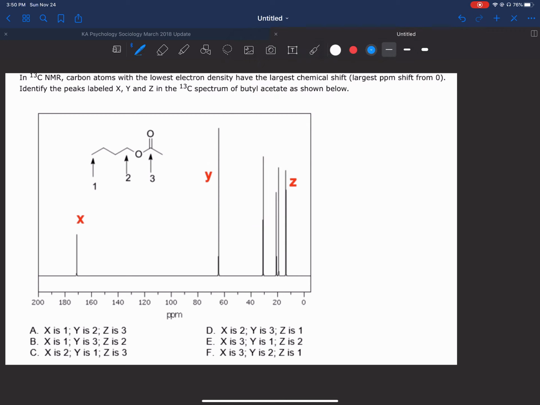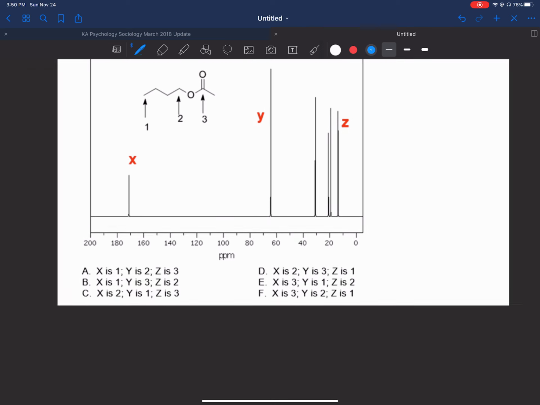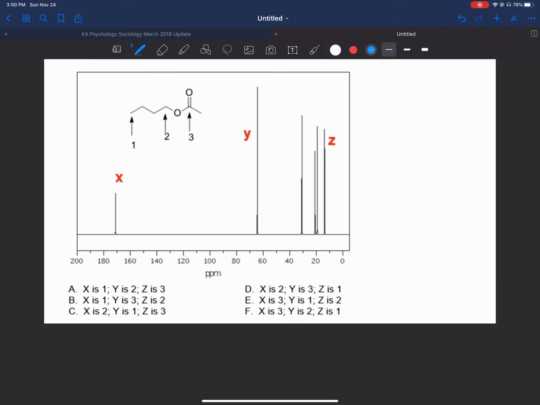Remember that when we talk about shielding, that means we're shielding the positively charged nucleus with electrons. The more electrons we have on something, we call it shielded. If something is shielded, that means it's going to be more to the right on the graph. Deshielded, or fewer electrons, is to the left. The key thing that's going to help you figure this out is resonance, and you saw this in your workshop in class.